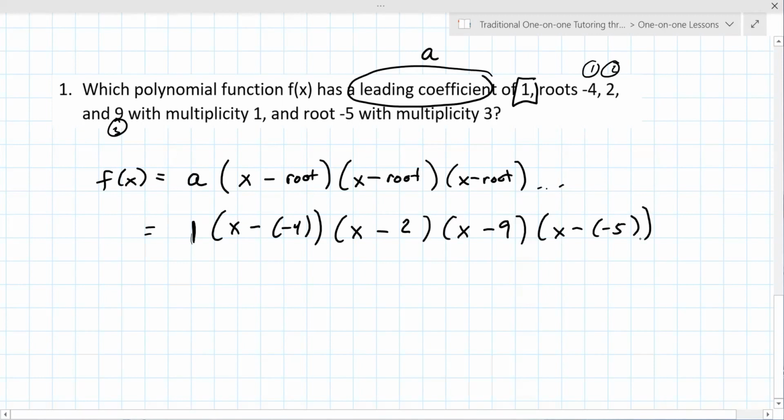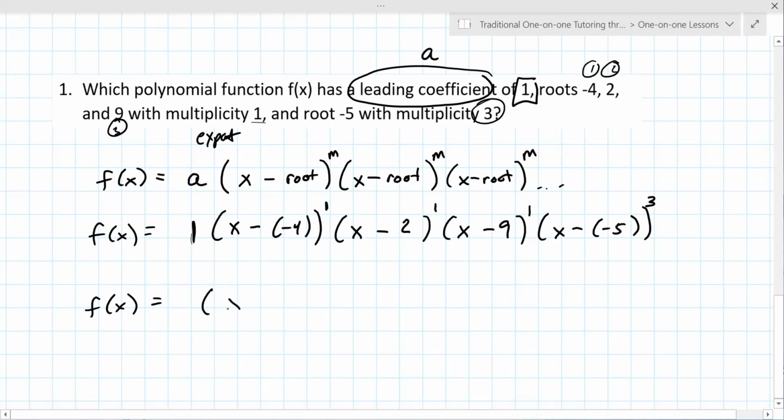Now we have to deal with this multiplicity business. So the multiplicity is the exponent. I can't really fit it in here, but the multiplicity goes there. So a multiplicity of 1 means it has an exponent of 1, 1, and 1, but the last one has a multiplicity of 3. So when you simplify this, and I don't mean multiply, I just mean write it a little bit better without all the operators.